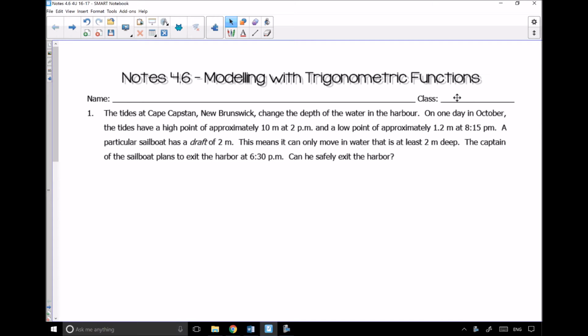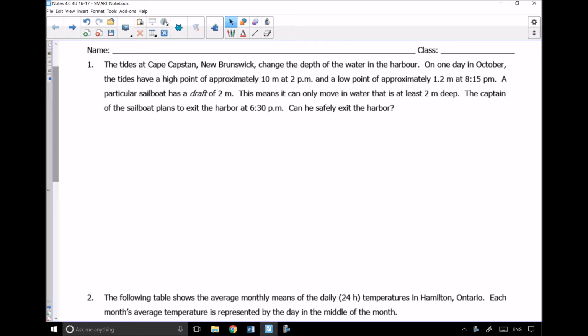4.6 are on modeling with trigonometric functions. So how can we take trig functions and model everyday situations? Trigonometry is something that you will see in many real life applications. So here's a first example right here.